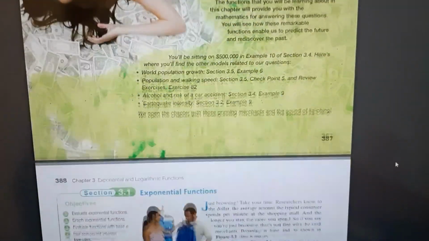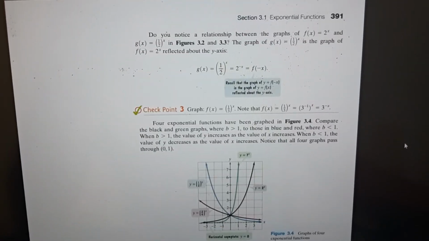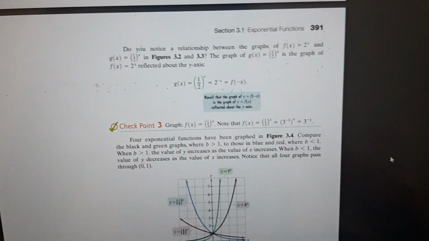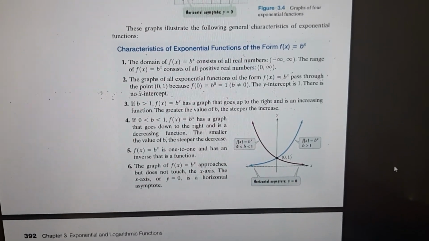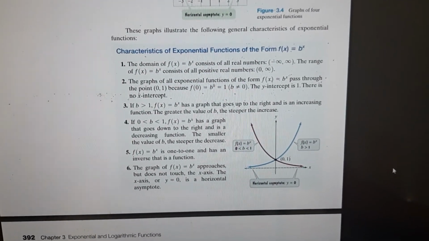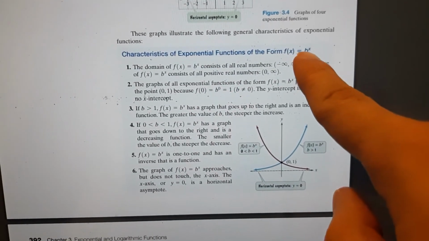Now, what I want you guys to do for now, it's quite simple. You're going to go to the book, page number 391, and I just want you to write down the characteristics of exponential functions of the form f of x is equal to b to the x.